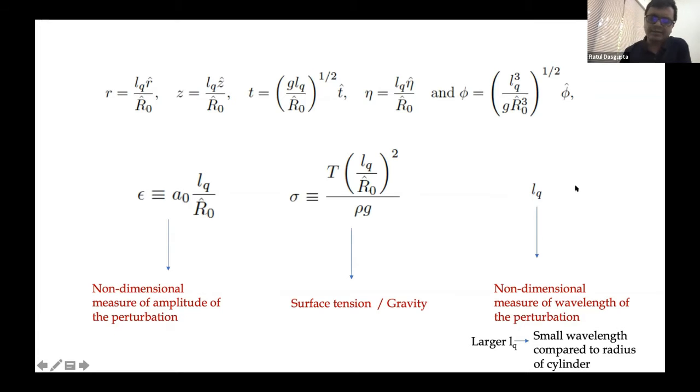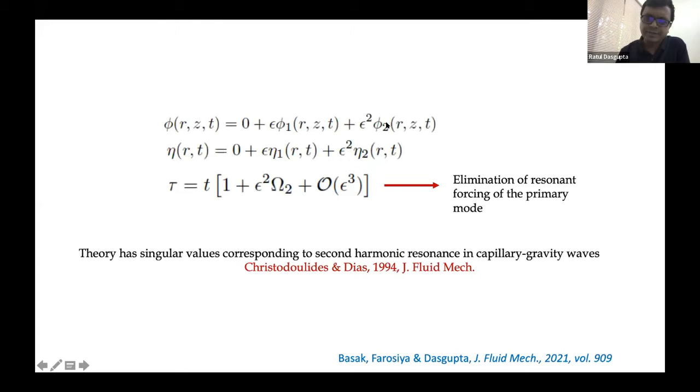So these are the non-dimensional parameters that we have. And so we proceed using the usual perturbative procedure at order epsilon. So we write all our variables as the following expansion. We also need to expand time because it turns out that the primary mode q equal to 5 that we inject here has resonant forcing terms, and those need to be eliminated. So for accommodating that, an expansion in time is also necessary.